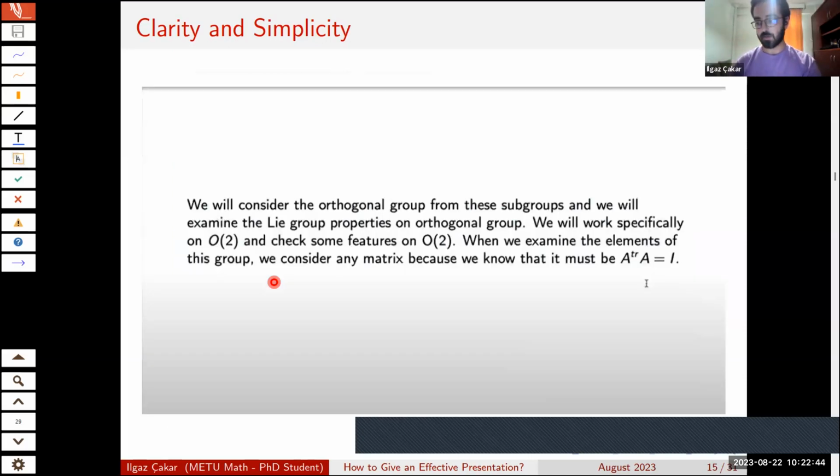Another thing, another bad example. "We will consider, we examine, we will work specifically, check some features. When we examine, we consider." Now, all these 4 lines of text are actually a speech, and can be delivered by talking. Okay, don't do this.